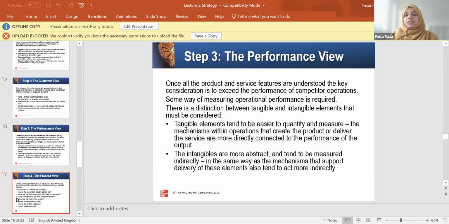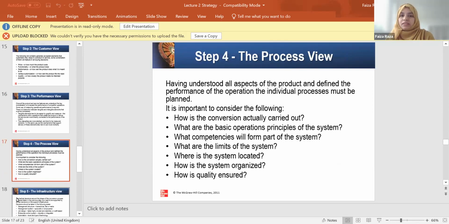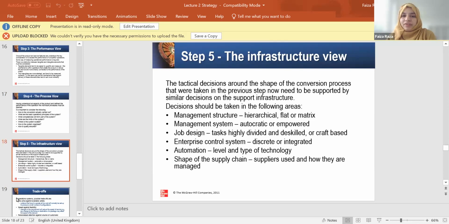The fourth step is considering the process view. Having understood all aspects of the product and defined the performance of the operation, the individual processes must be planned. So it is important to consider the following: how is conversion actually carried out? What are the basic operations principles of the system? What competencies will form part of the system? What are the limits of the system? Where is the system located? How is the system organized? How is quality ensured?